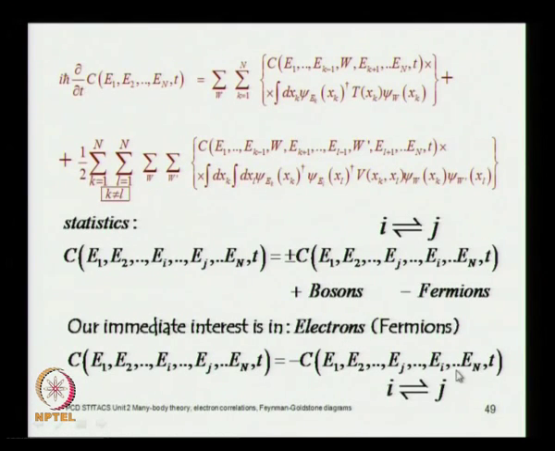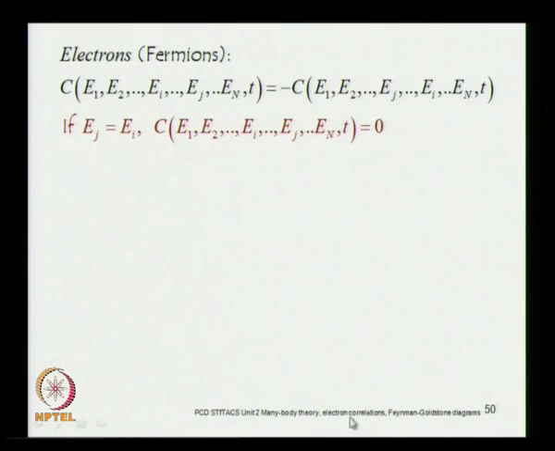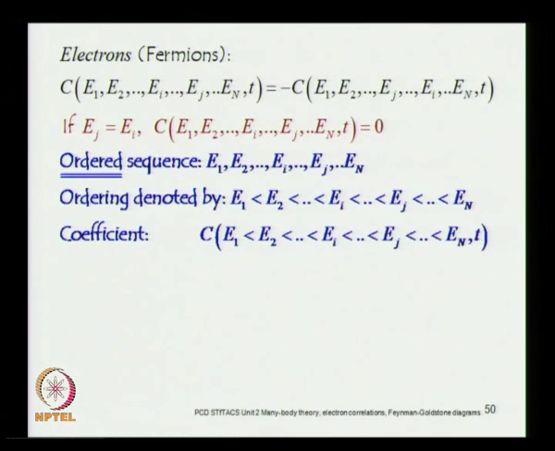So I will first discuss the fermions, and for fermions if you interchange these two labels Ej and Ei, then the coefficient C must change its sign. These are Fermi particles. Of course if two of these labels happen to be the same, if Ej is equal to Ei, then this coefficient must vanish. This is nothing but a statement of the Pauli exclusion principle, that for fermions, for electrons, you cannot have the same state occupied by two particles.